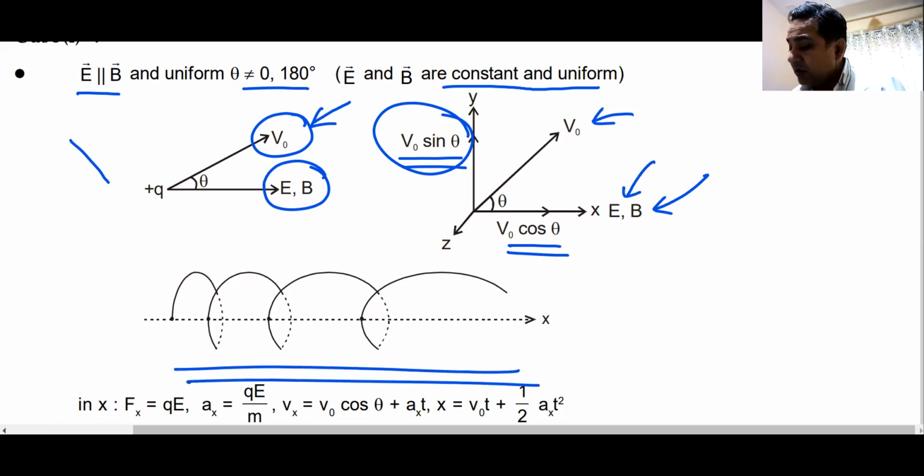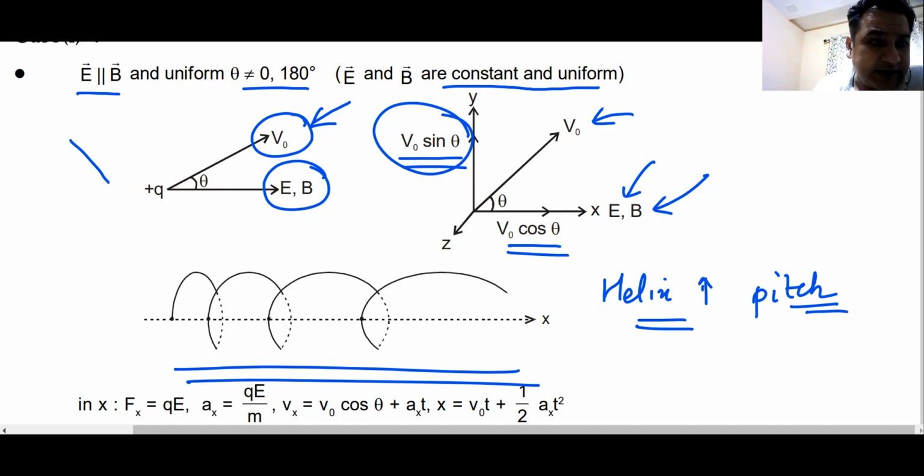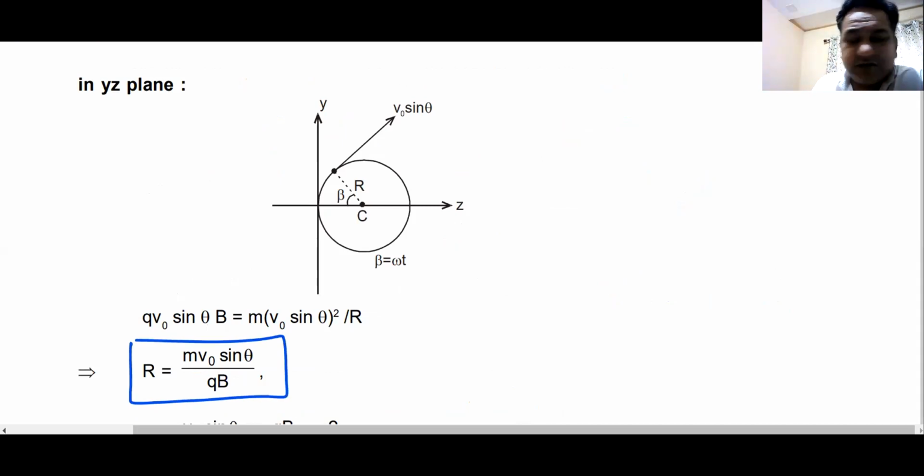So this is helix with increasing pitch. This is the condition. I wrote it in the first case, then I rubbed it and made it something else. That happens when my mind gets distracted. Do you understand this? Yes, case understood, of helix with increasing pitch. And here they have done the entire thing. What is the pitch? What is the radius? The radius remains the same, mv sin theta over qB. It does not change. So everything is done.